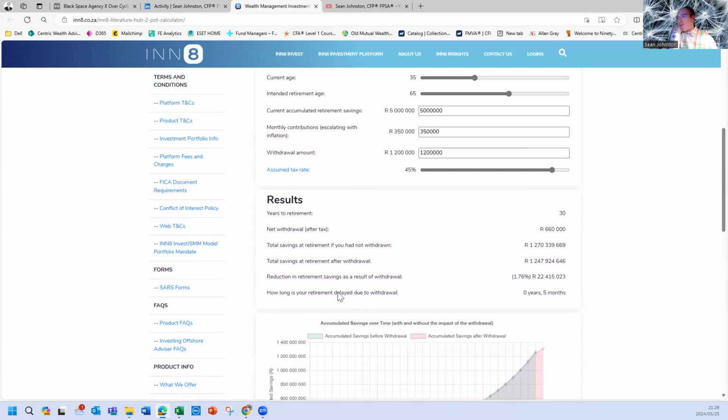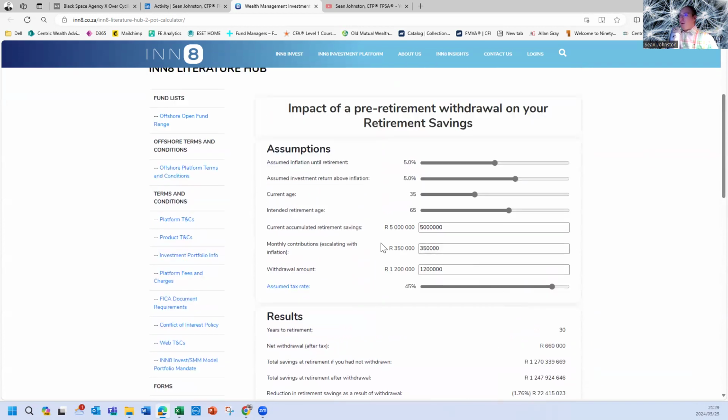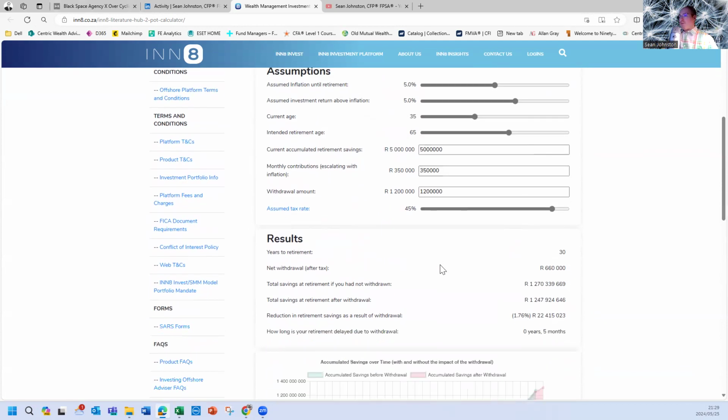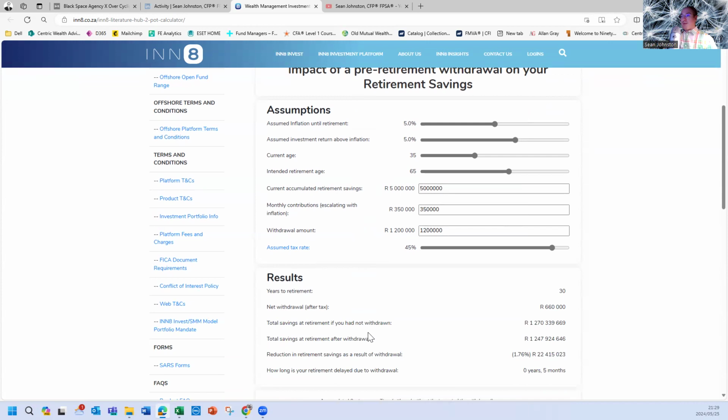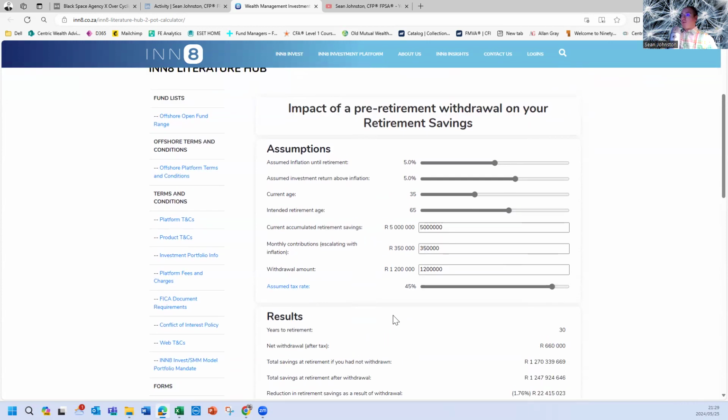So, how long is your retirement delayed due to withdrawal? 5 months. Okay, so obviously play around with this calculator. As I said, I'm going to leave a link for you to play around yourself. But the reason why I want to share this is because I'm going to assume a lot more other companies are going to make interactive calculators. I was one of the very first to actually make a calculation where it does the implications and calculates the tax. And Innate was kind enough to make this one.